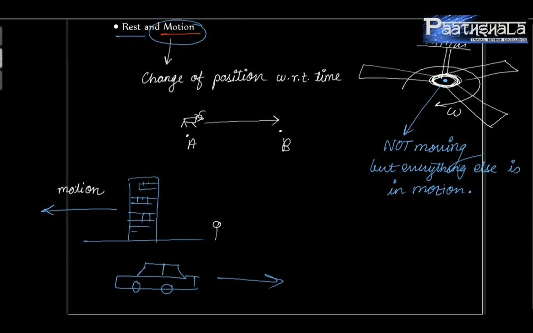But at the same time, if an observer is standing over here, he won't feel that the building is moving. He sees the building and sees that it is stationary there itself. So what do we see? Motion depends upon reference frame, right? So in some reference frame, motion might be happening of some object, and in another reference frame, that same object might be stationary. Correct.